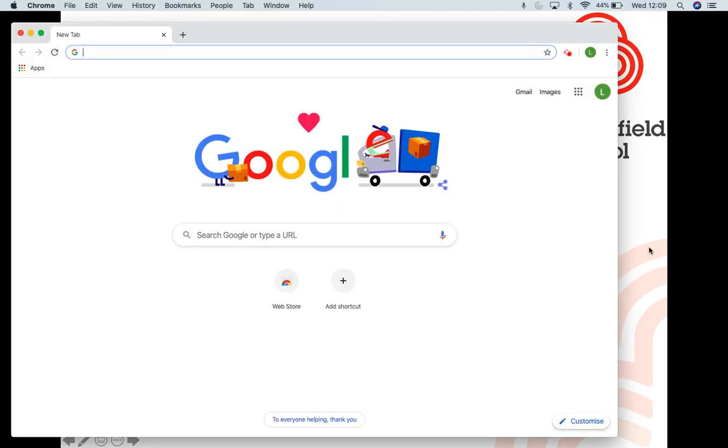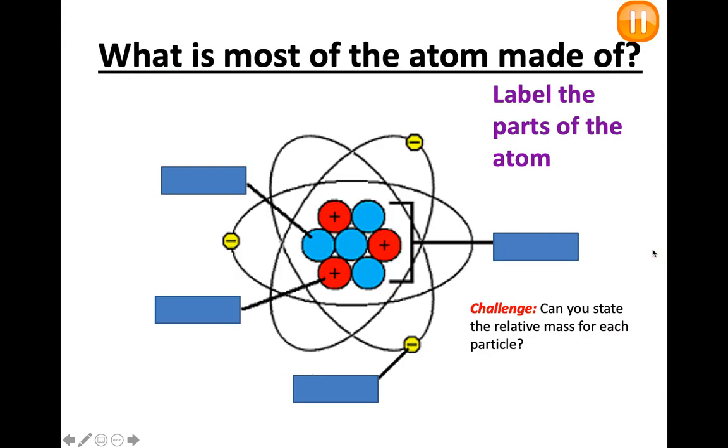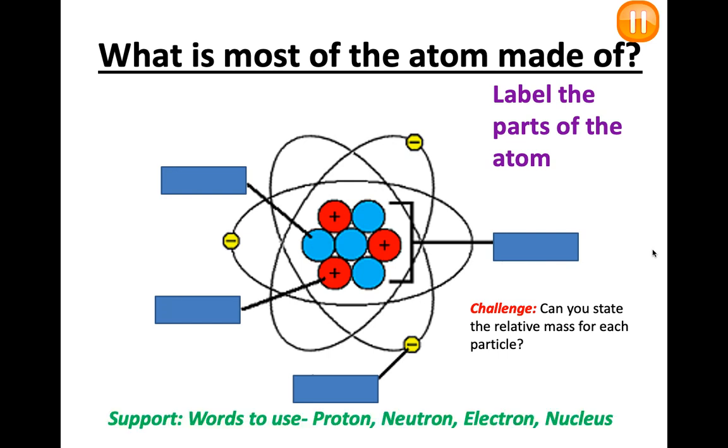This is Radioactivity, Lesson 3. Today's driving question: what is most of the atom made of? Your first task is to label the parts of the atom. Keywords to use are at the bottom: proton, neutron, electron, and nucleus. There is a challenge task to state the relative mass for each particle. Press pause and have a go.